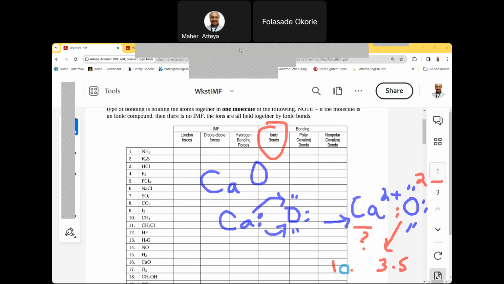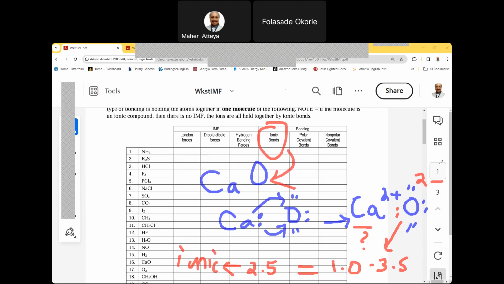1.0, so it is 1 point. So the difference is 2.5, correct? That's greater than 1.5. So this has to be what? Ionic. And it has a metal though. So this one will be ionic.